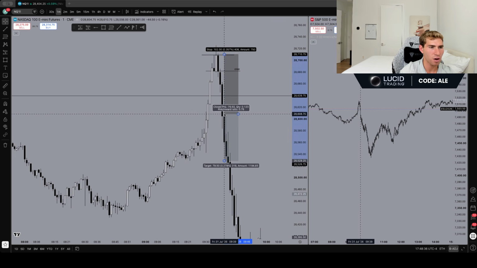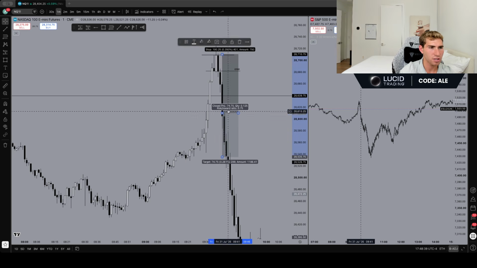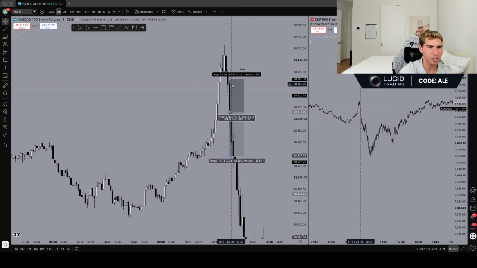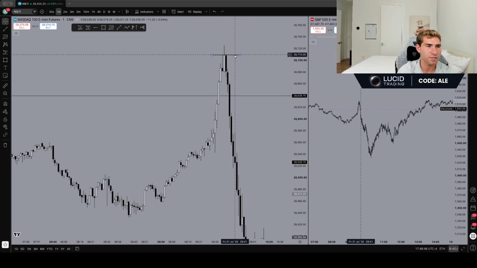I personally entered off this candle, as I mentioned earlier, to this low. I had a late entry to this, but the entire trade is based off the fact that this was a change in state and delivery off the high of the move, right?